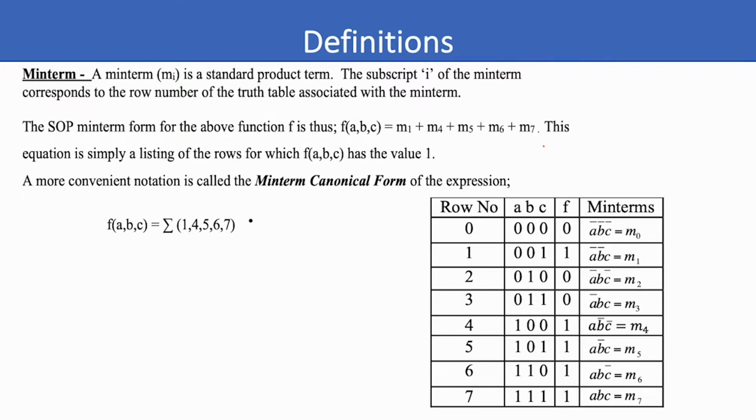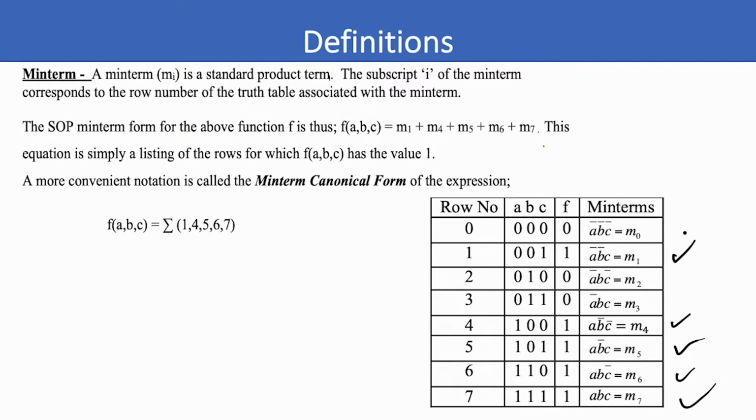So, again, a minterm, M sub i, is a standard product term. The subscript i is the row number of that particular minterm in the truth table. So let's look at this function right here. We're going to define where the function is a 1. It's a 1 here, it's a 1 here, it's a 1 here, it's a 1 here, and it's a 1 here.